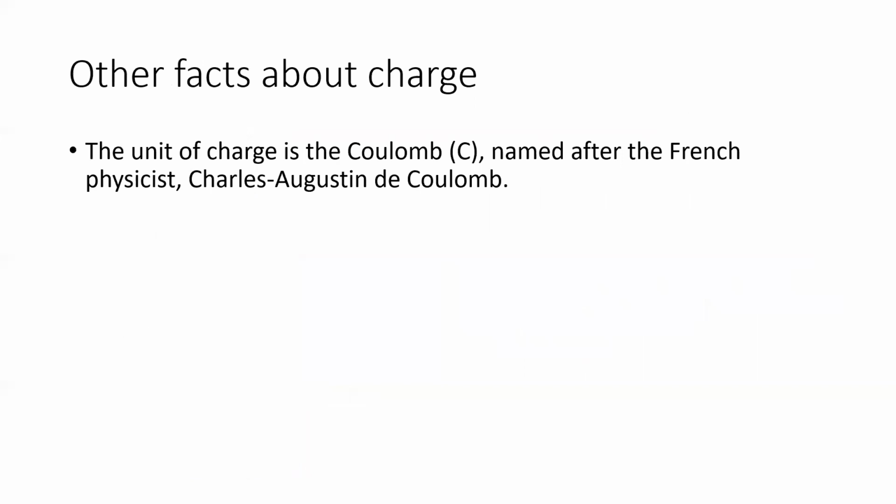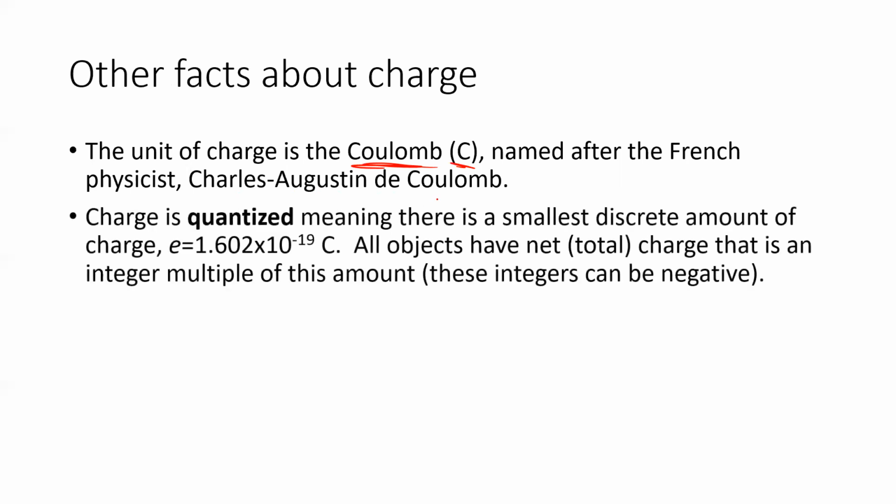So some other brief facts about charge before we go into more detail in the next video. The unit of charge, like everything, when we define something we want to measure, we have to define a unit. The unit of charge is the Coulomb, C, named after the French physicist Charles-Augustin de Coulomb. Charge is what we call quantized, which you'll see if you go on to 240 in more detail in physics. It's a fancy word meaning that it's not continuous.